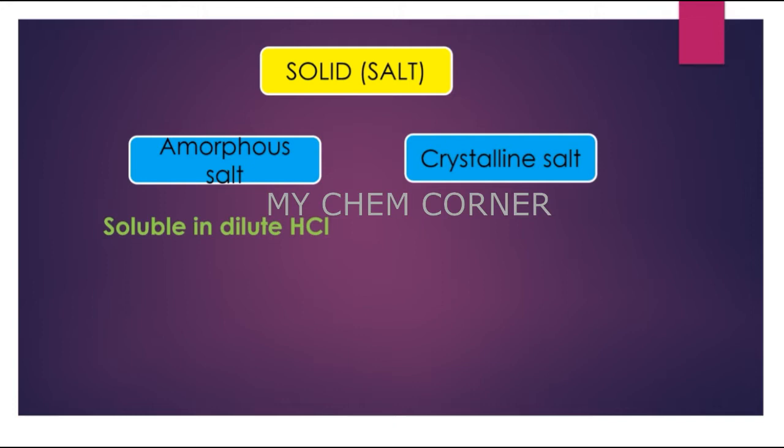Now please remember, whenever we have an amorphous salt, it is going to be soluble in dilute HCl. If you try to dissolve your amorphous salt in water, it will only give you a precipitate or a whitish solution. It's never going to give you a clear solution. So amorphous salts are always soluble in dilute HCl, whereas crystalline salts are going to be soluble in water only. So this is just a brief outline of how the salt looks.